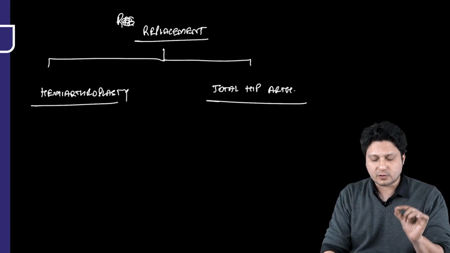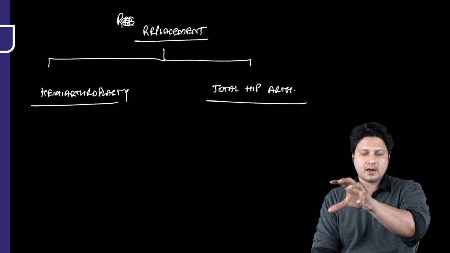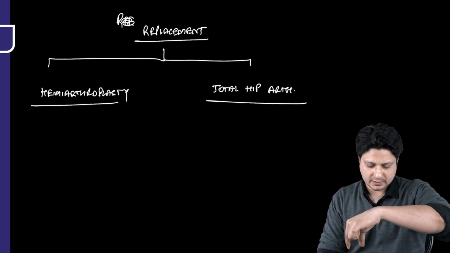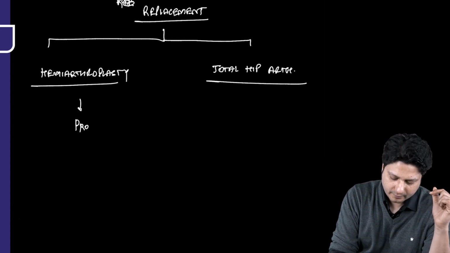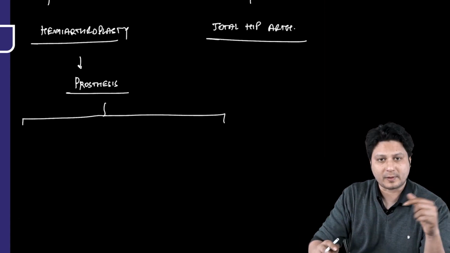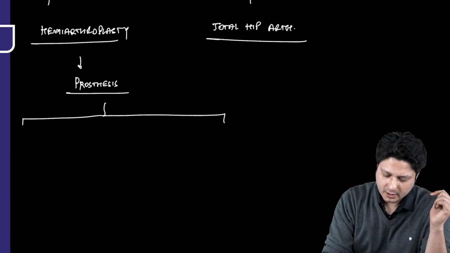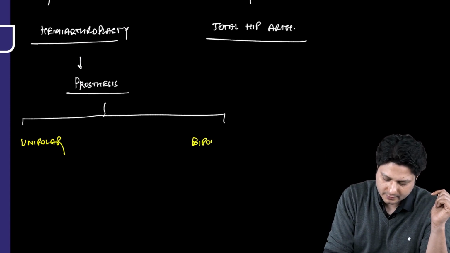Now, in hemiarthroplasty, you are just removing the fractured head as well as neck and replacing it with the prosthesis. The prosthesis involved in hemiarthroplasty can be of two types. One is a unipolar prosthesis and the other one is a bipolar prosthesis.